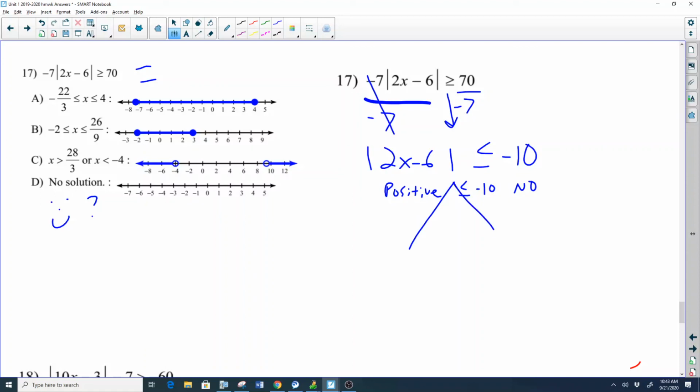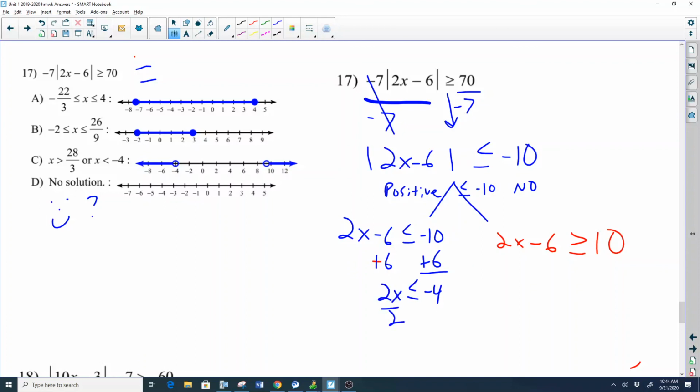So we're going to go ahead and break it off into two equations. The original is 2x minus 6, which is less than or equal to negative 10. And then the other one is 2x minus 6 is greater than or equal to positive 10, right? Okay, so now we're going to go ahead and add 6 to both sides. So then we get, what, a negative 4. Nice. Divide by 2. Divide by 2. We did not divide by a negative now, so we're good.